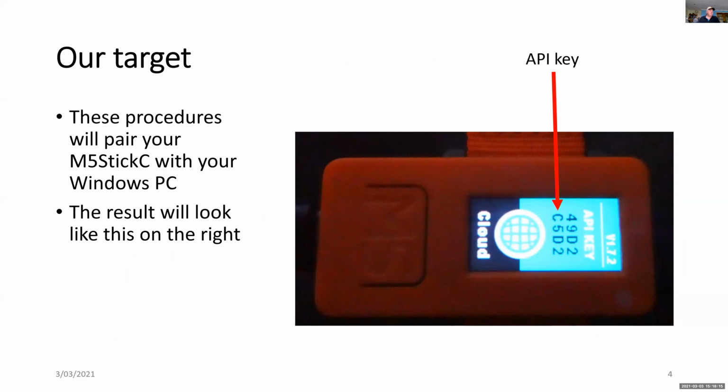So this is our target. What we want to be able to do is connect to the cloud, and we also want to identify what our API key is.